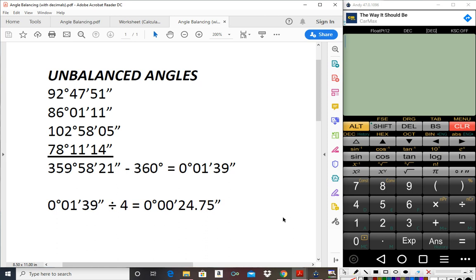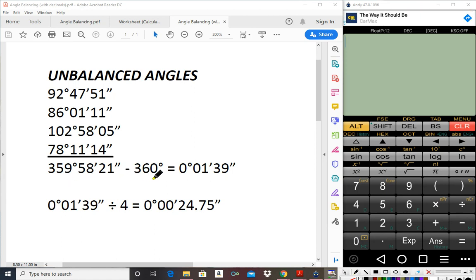In this step, we are going to consider the fact that if we have decimals of a second, that is something we do not want to work with. For example, let's say you have your 4 or 5 or 6 unbalanced angles depending on your traverse. This example does have 4 unbalanced angles. We add those up and we end up with 359, 58, 21 minus the 360.